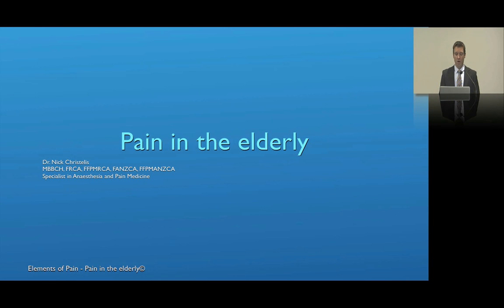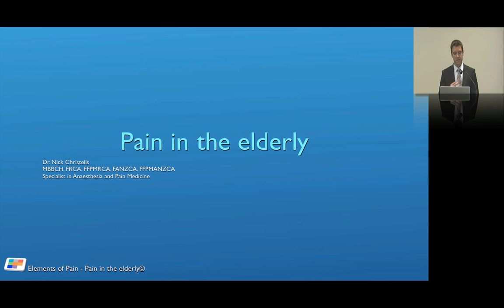Welcome to the talk on pain in the elderly. This is not the same thing as treating an adult. This is not the same thing as treating a child or somebody that's young that has pain. In anesthetics, some of us think that looking after a child is the same thing as looking after a small adult, and that is completely wrong.